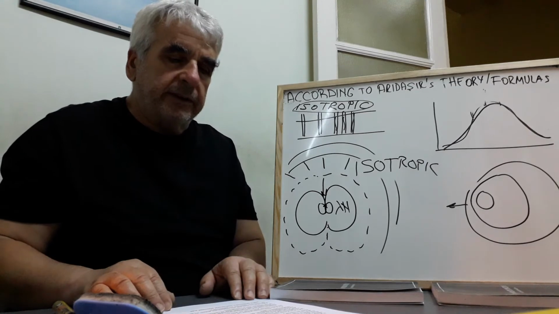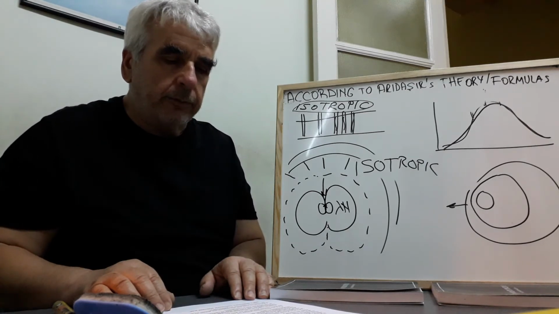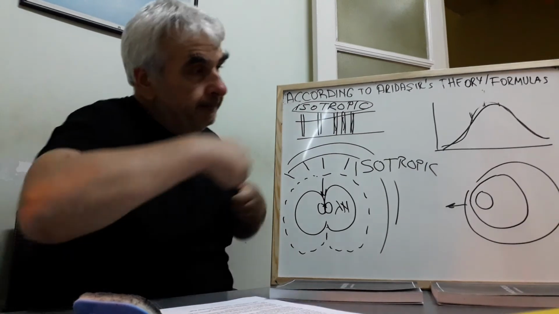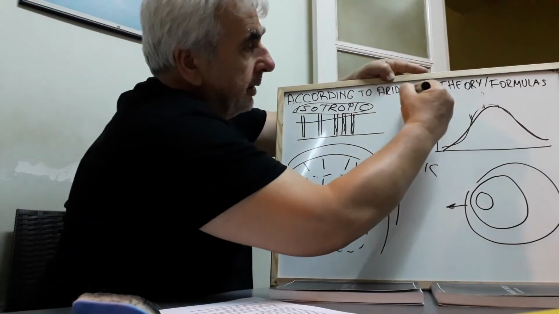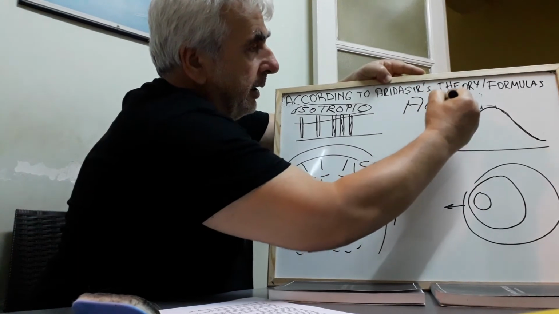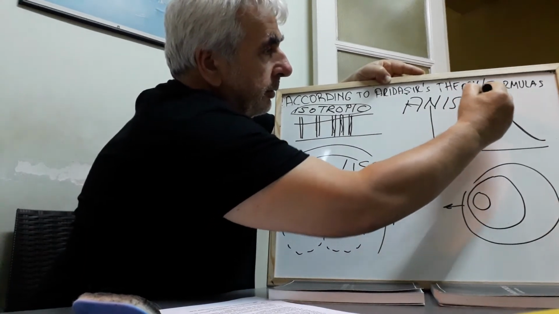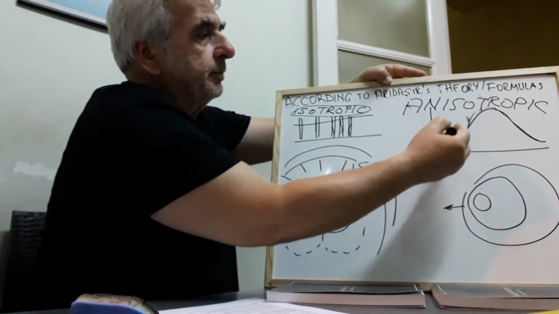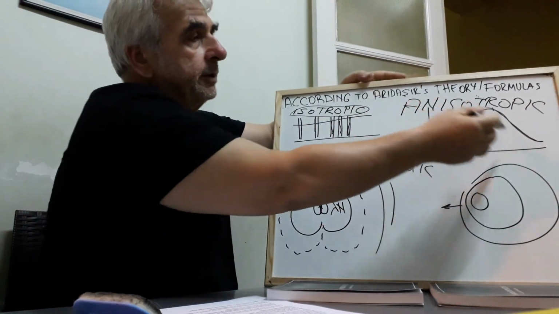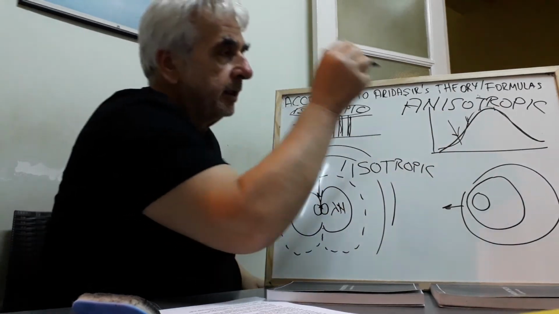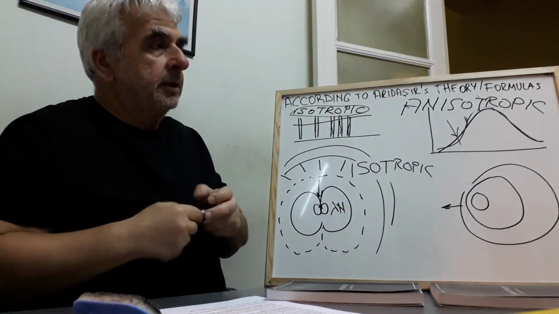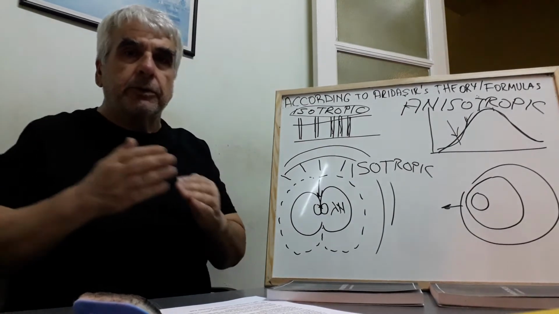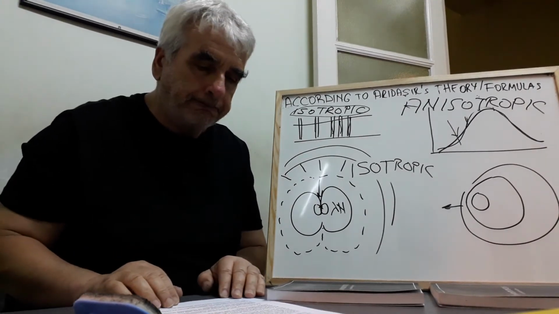Moreover, we know that characteristic line photons are isotropic, but continuous spectrums are anisotropic. Continuous wave spectrum is anisotropic, depending on source motion or observer motion.